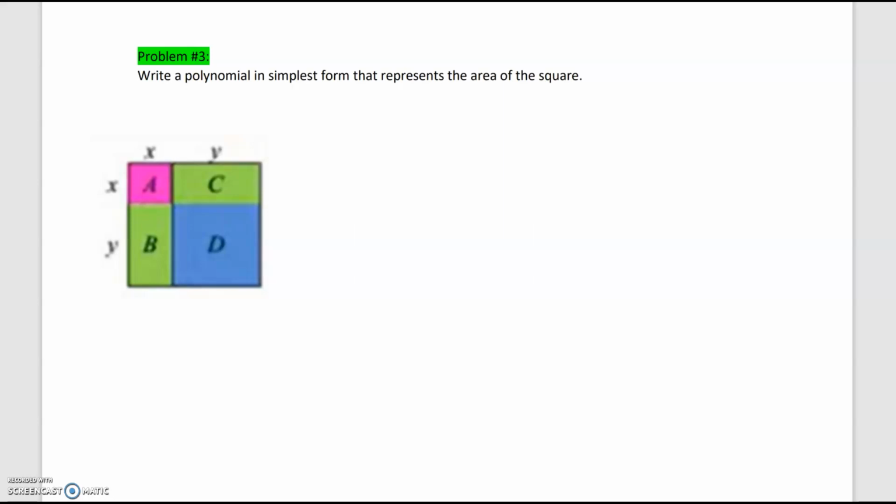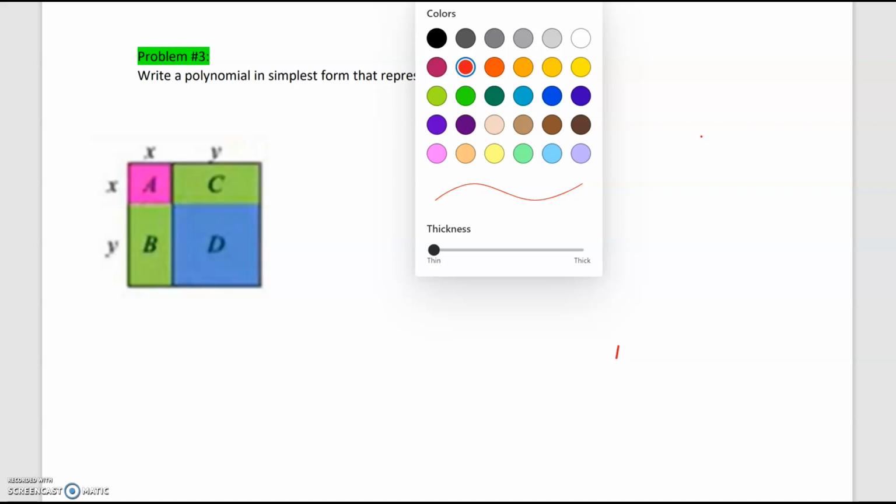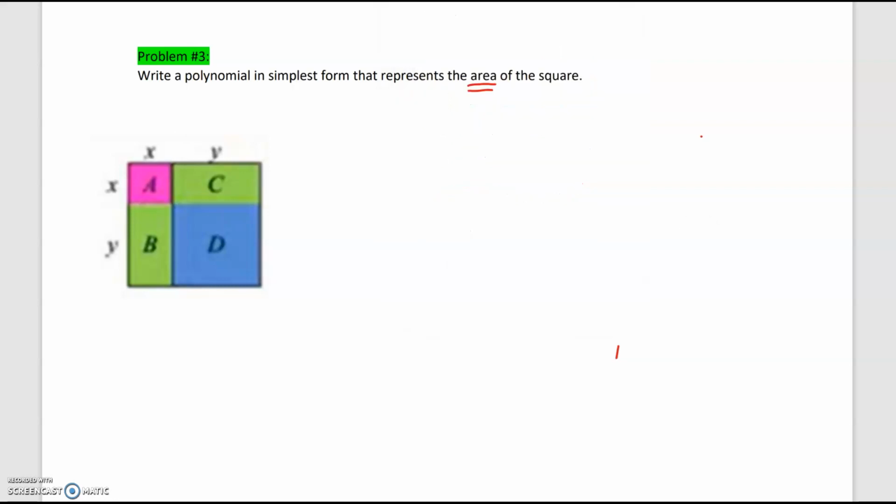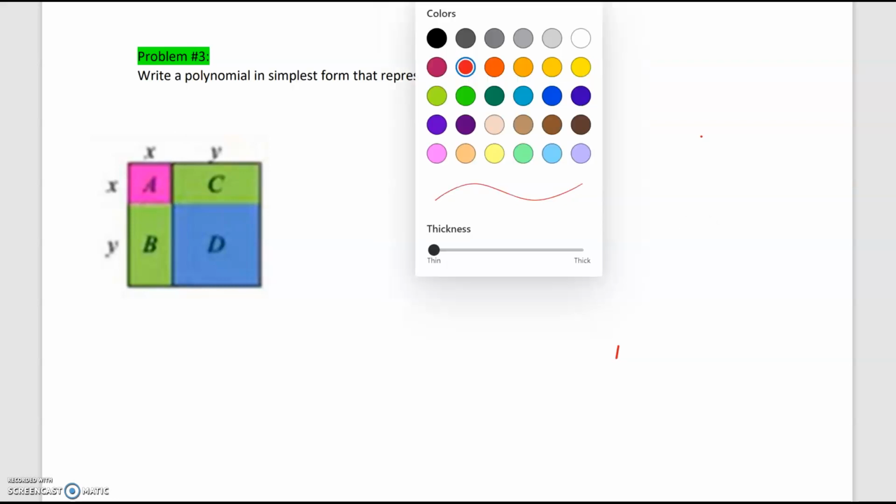All right, class, let's take a look at example 3. Now, in this case, they want a polynomial that represents the area of the entire region. So let me just highlight this portion here. And, well, we could do this one by parts.